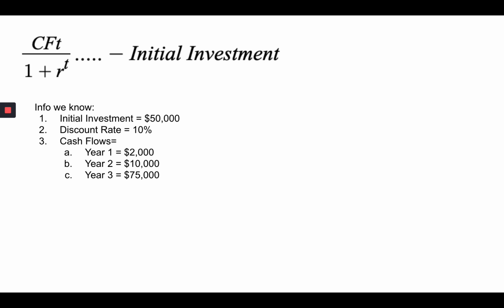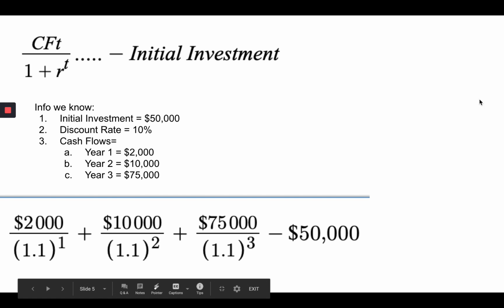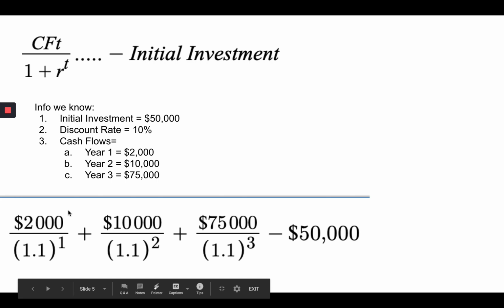And if you want to pause the video and try to set this up, feel free. But going ahead, this is what your setup should look like, right? The first year is 2,000, discount rate's 10%, so it's going to be 2,000 over 1.1, and t, the time period, is year 1, so you're going to have 1 here. Second year, 10,000 over 1.1 to the second. Third year, 75,000 over 1.1 to the third.